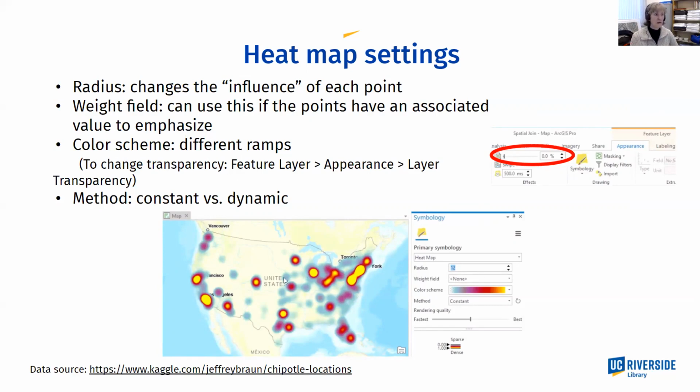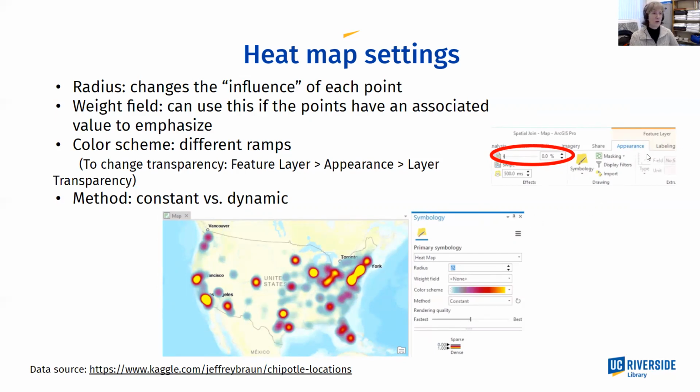I like the default one. I think that works pretty well for most cases, but you could change the color scheme to something else. And if you wanted to change the transparency of the heat map, it's not done from this interface. I looked and looked and I thought that's where it was, but it wasn't.